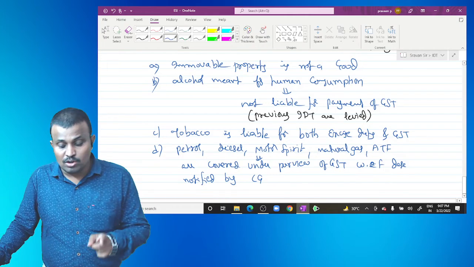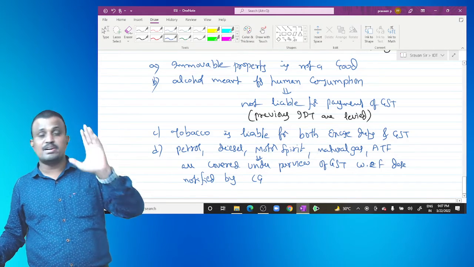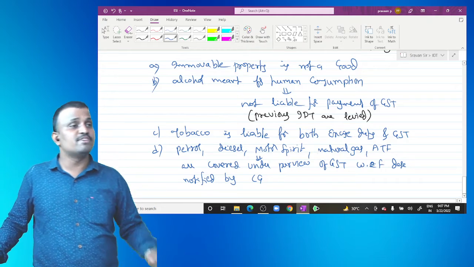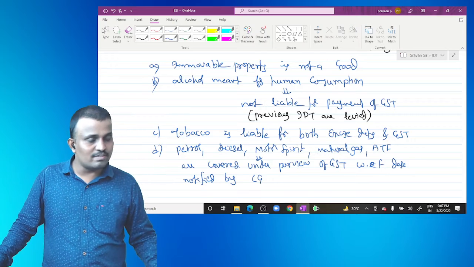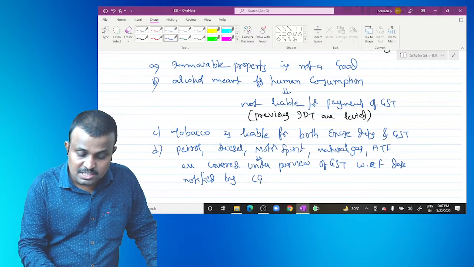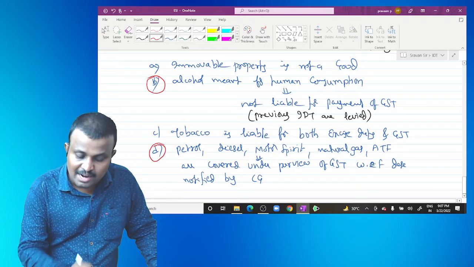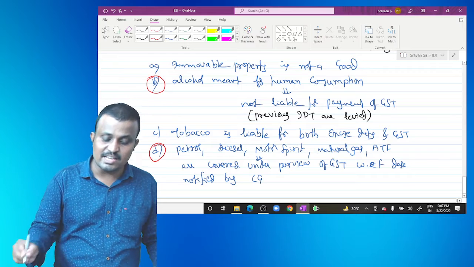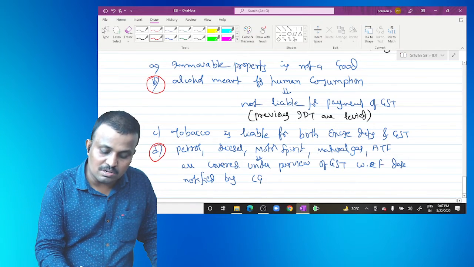So here, petrol, diesel, motor spirit, natural gas and ATF. These five petroleum products are covered under GST, but with effect from the date notified by the central government. But till now the date is not notified. That's why alcohol meant for human consumption and petrol, diesel, motor spirit, natural gas and the ATF, these are all covered under non-taxable supplies.